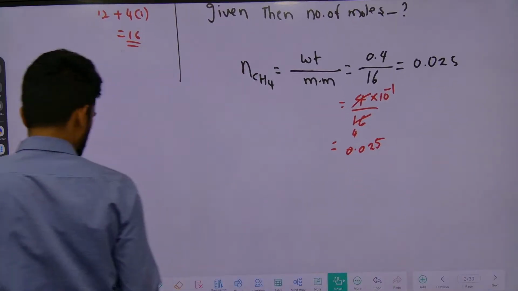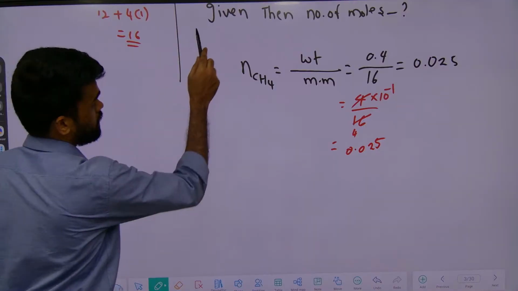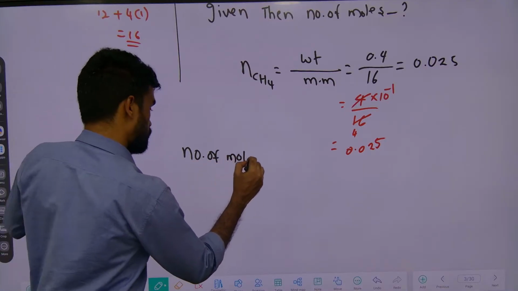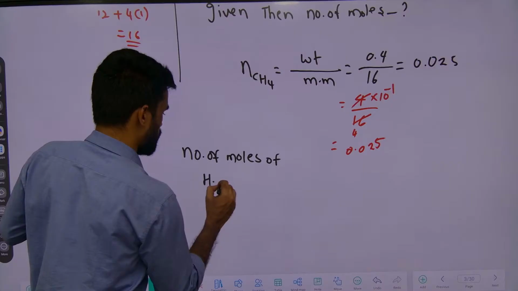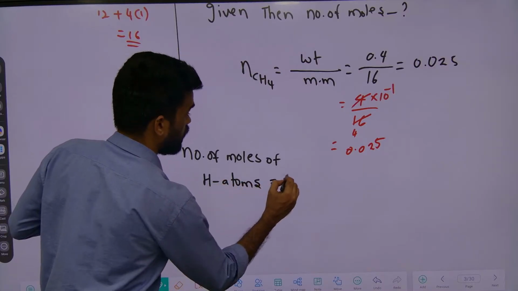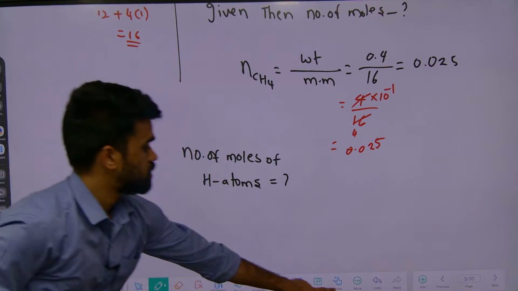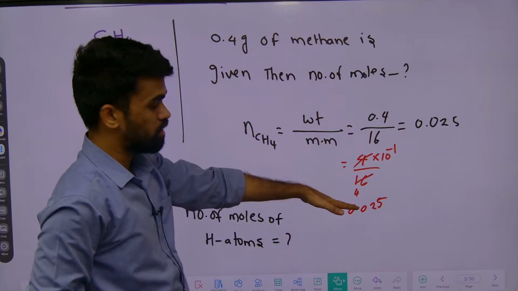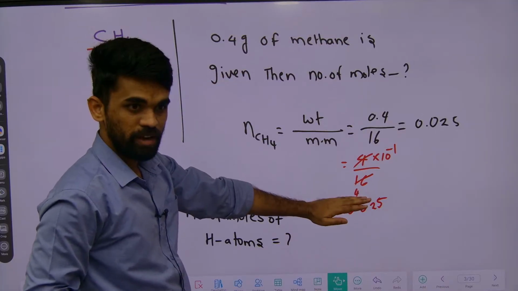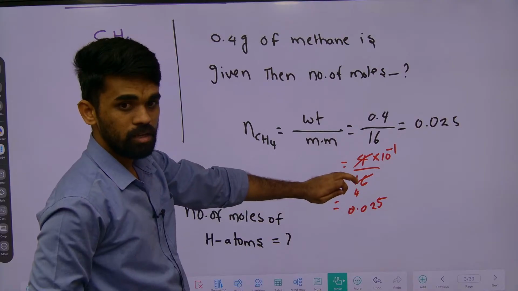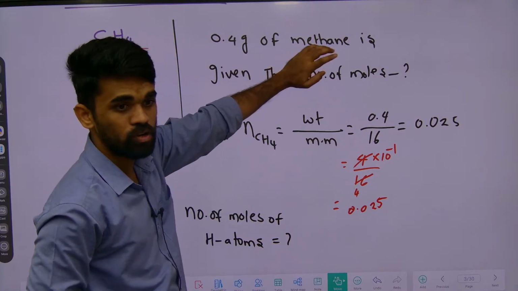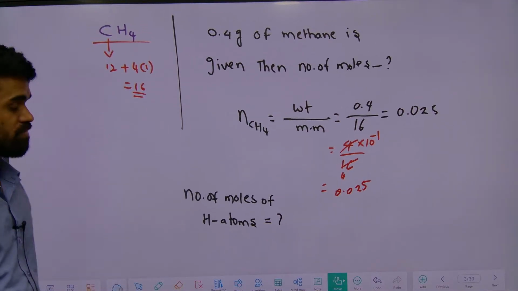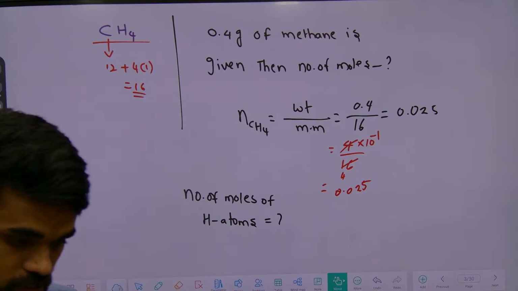Next one, for the same question I can ask you like this: number of moles of hydrogen atoms in the same quantity. See, how many grams of methane is given? So how many moles of methane we got? 0.025. This is fine. Now my question is, how many moles of hydrogen in 0.4 grams of methane? Try once.